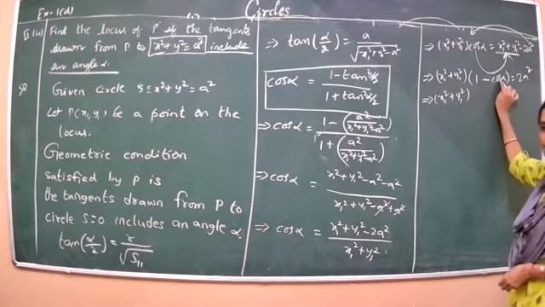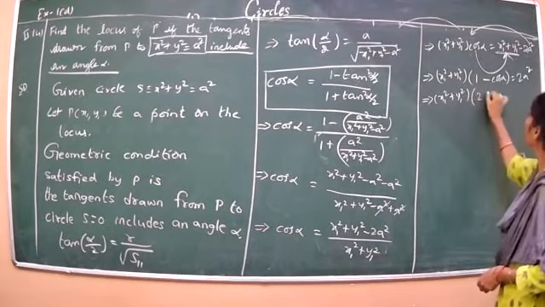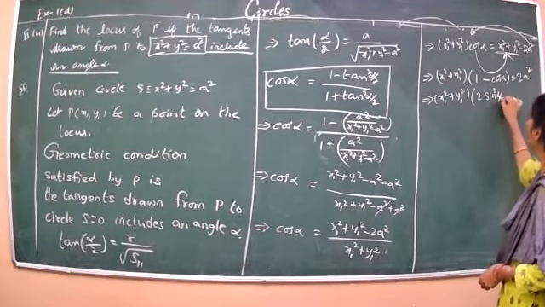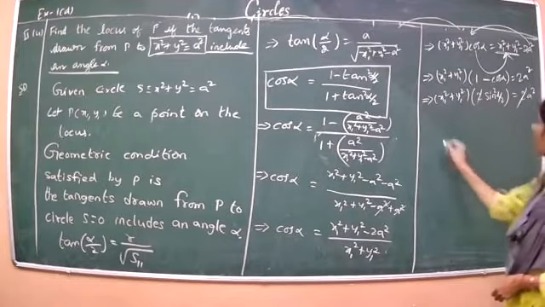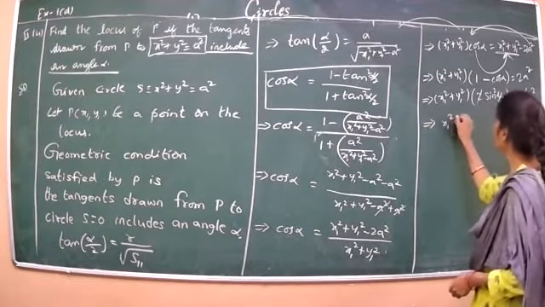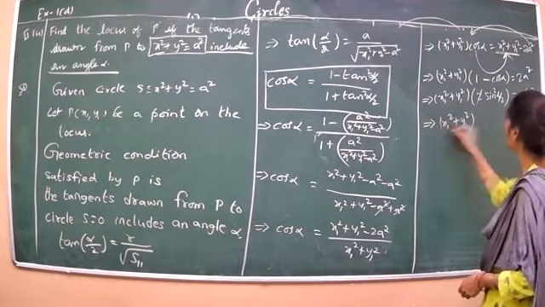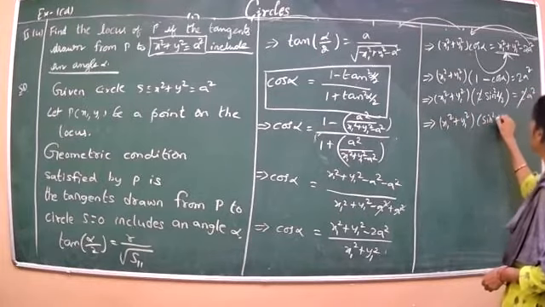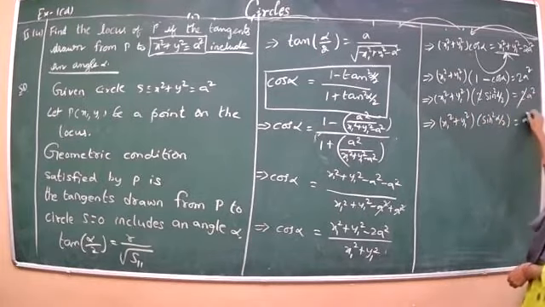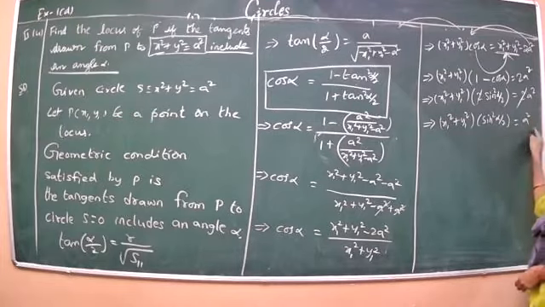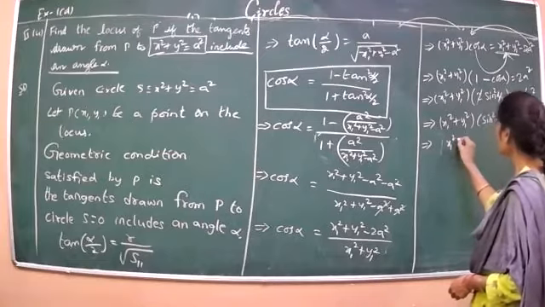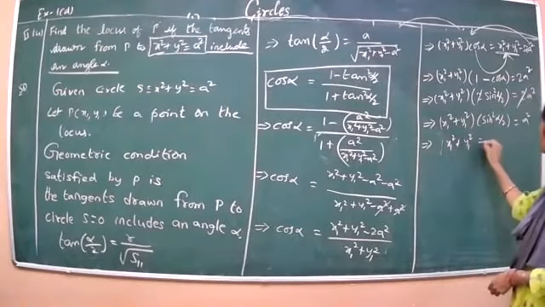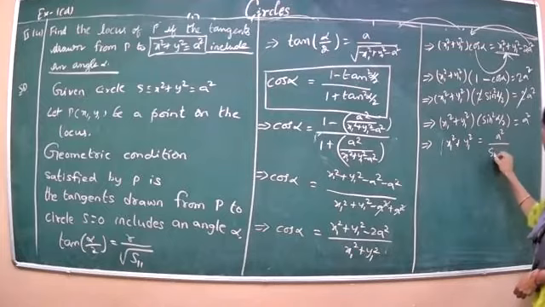What is 1 minus cos alpha, children? 2 sin square alpha by 2. So 2 and 2 get cancelled. So x1 square plus y1 square into sine square alpha by 2 equal to a square is the equation. Or you can send sine square alpha by 2 other side with respect to multiplication. Then x1 square plus y1 square is equal to a square by sine square alpha by 2.